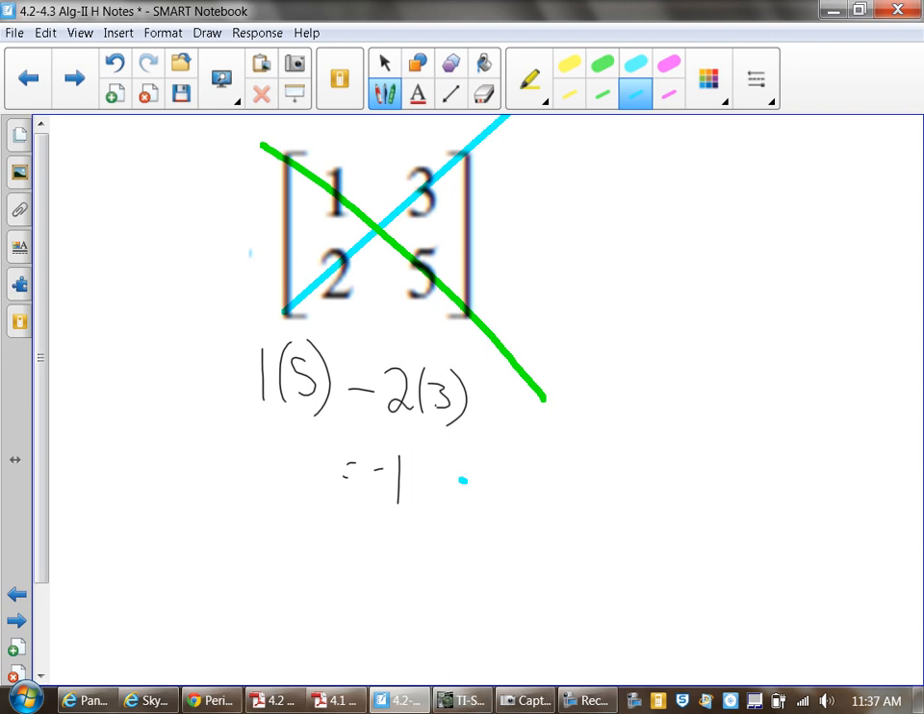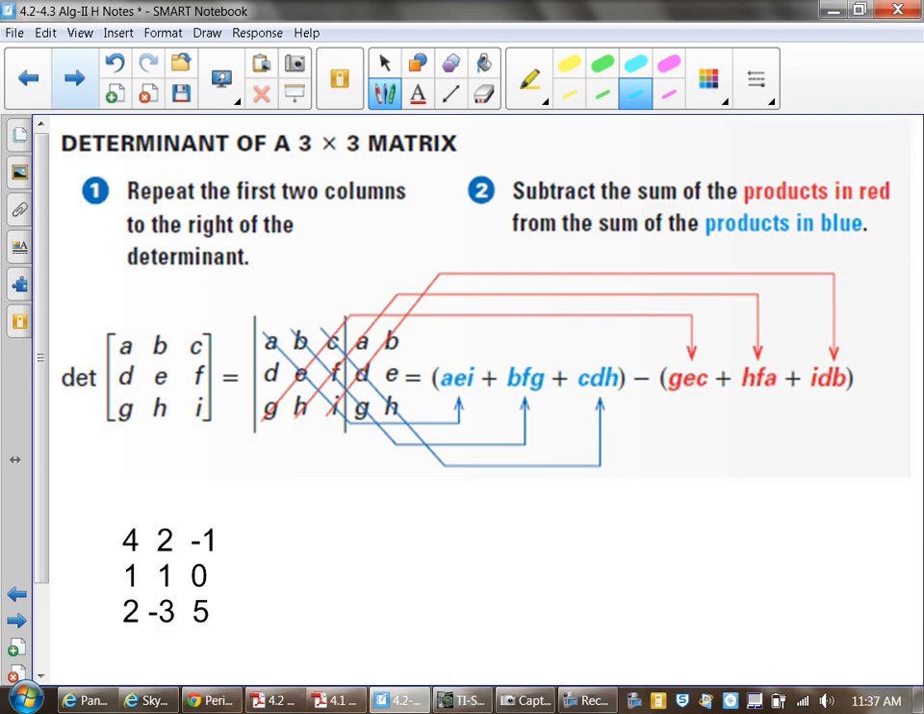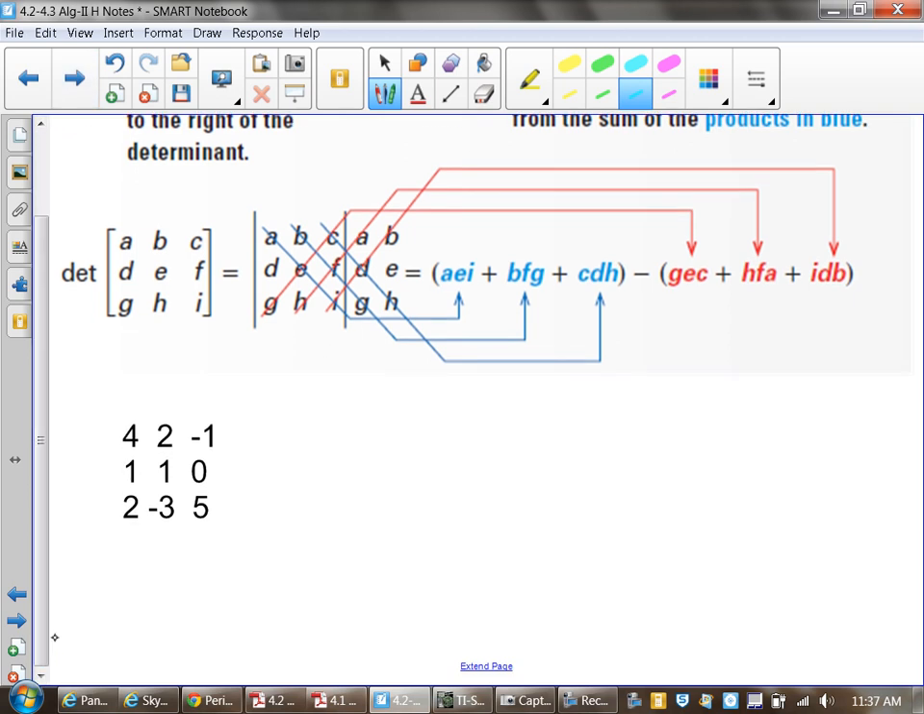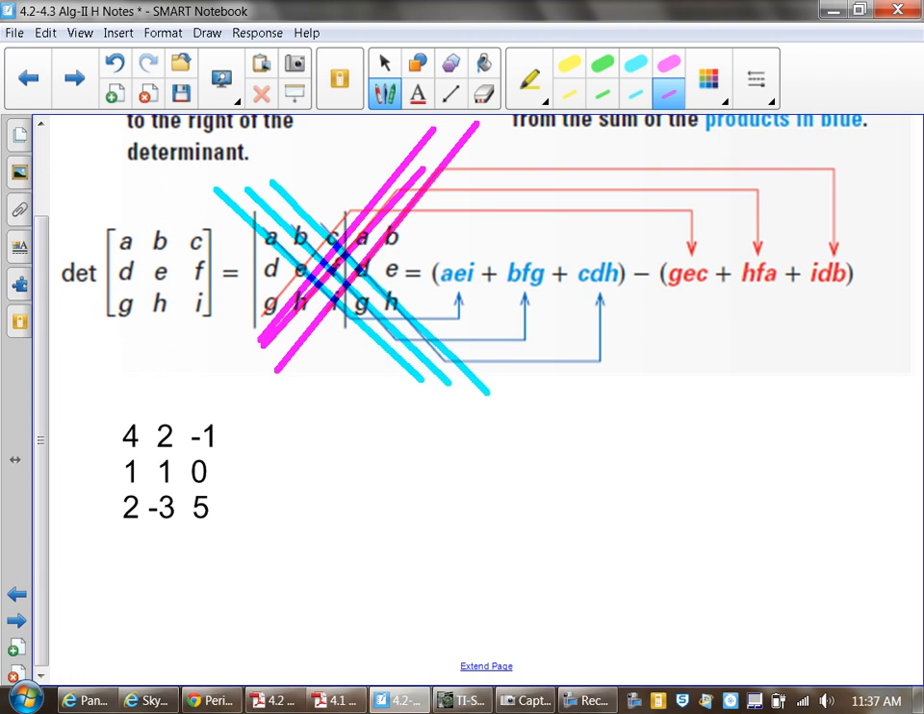Shall we make this more complicated? No. Let's go to 3x3s. Now, once again, don't write this out. This is a whole bunch of mumbo jumbo. 4 times 1 times 5. No, 20. Anyway, what I want you to look at is how they're going downward diagonal, downward diagonal, downward diagonal. And then they subtracted upward diagonal, upward diagonal, upward diagonal.